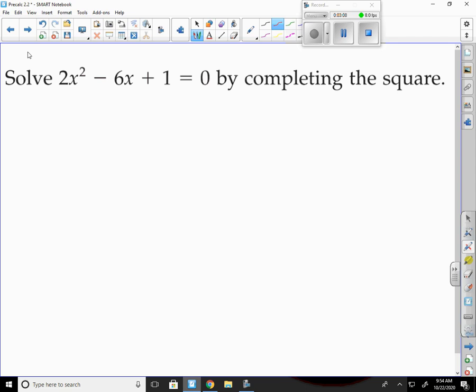So starting with that, we're going to complete the square, which means we need to get this.